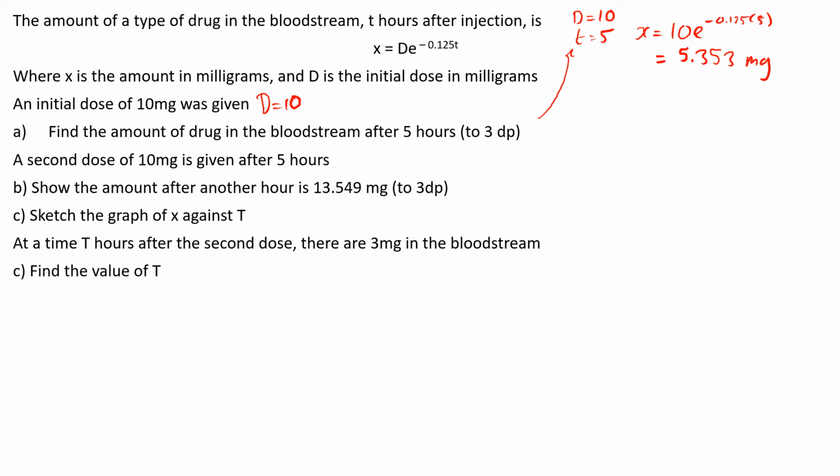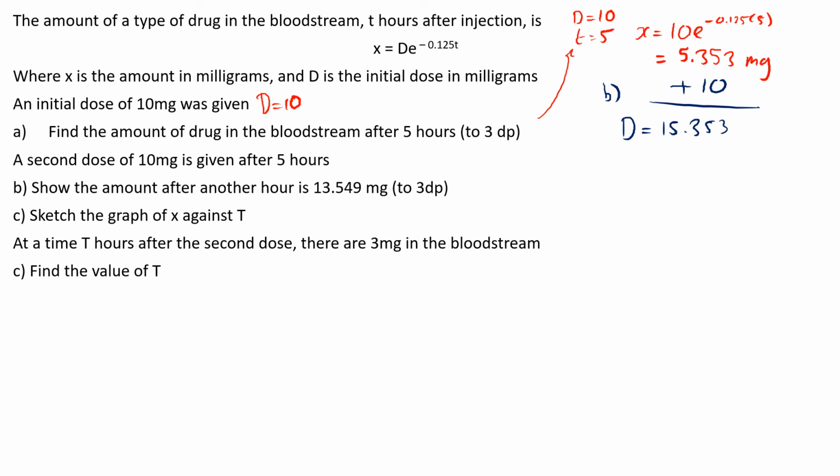Okay, second question. A second dose of 10 milligrams is given after 5 hours, and we want to show the amount after 1 more hour is 13.549 milligrams. So how do we do this? We have to figure out how much drug there is in the system once this second dose is given. We know there were 5.353 from the initial dose, and then we added another 10 to that. So for B, we're starting with an initial dose of 15.353 milligrams.